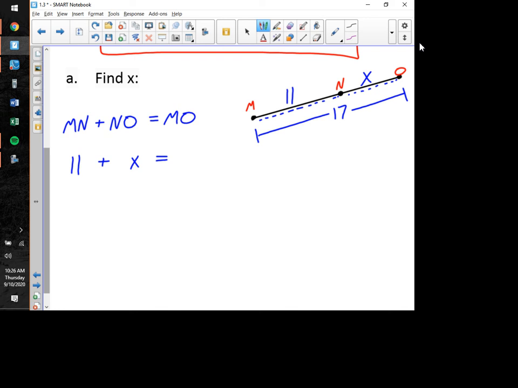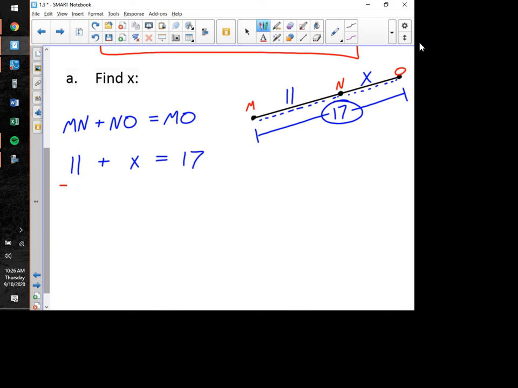And then the measure of the big segment from M to O, that's this 17 that's written down here on the bottom. And now, everybody, we're starting to realize, and we'll realize this a lot, why geometry has to come after algebra and not before. You need algebra to solve the equation that you've set up here geometrically.